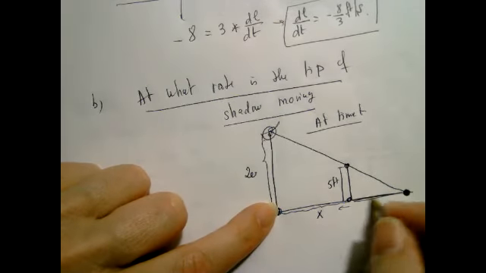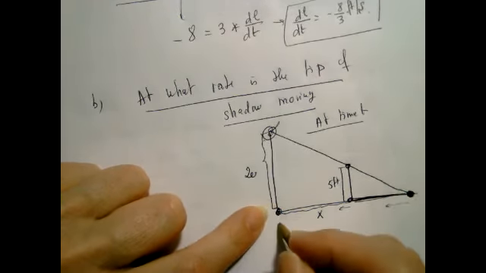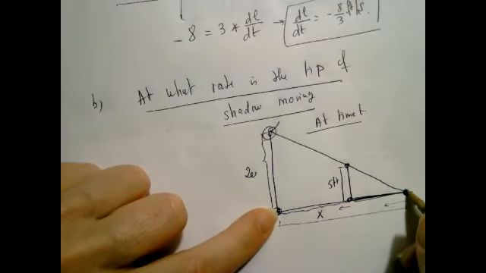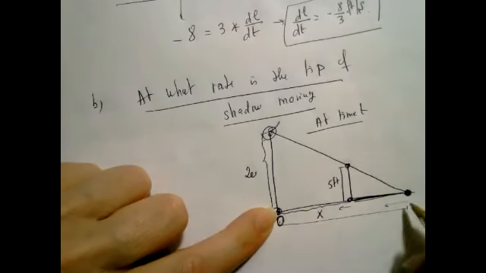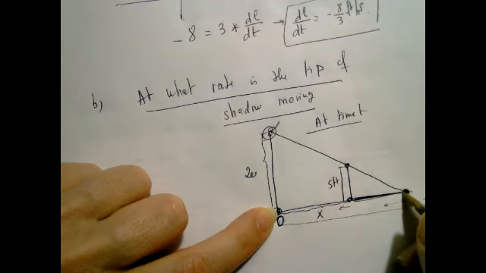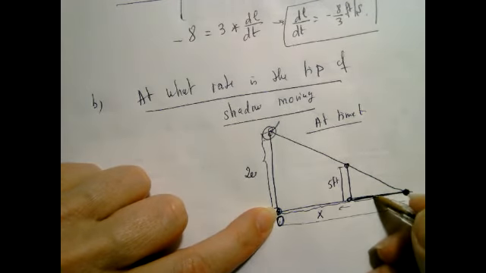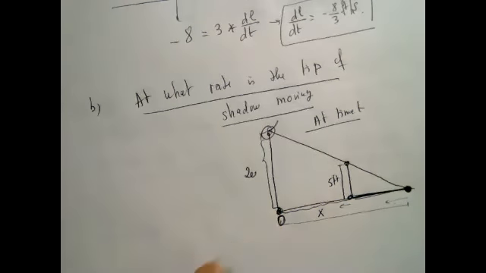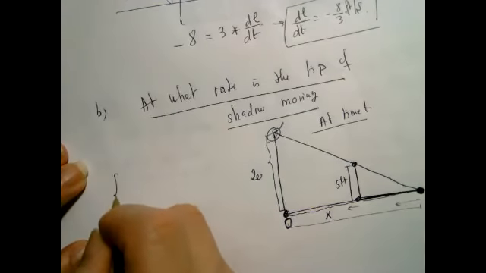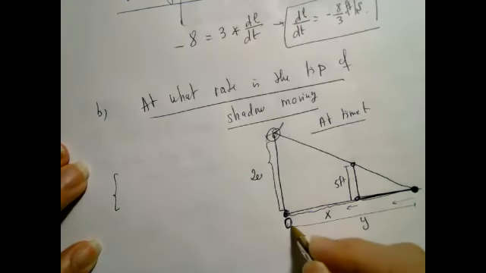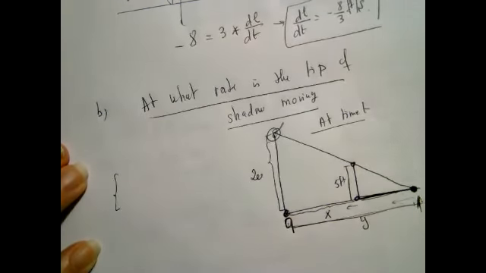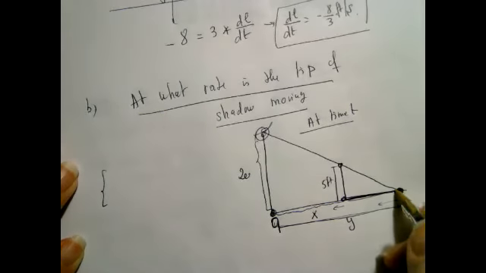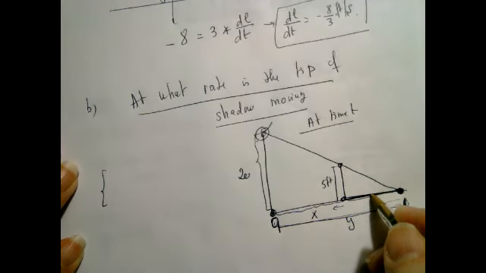So it's not the shadow, it's not this piece they want. They want how fast this distance from 0 to this point is moving. That's the tip of the shadow. Imagine this is an object, this object is moving, and they want to know how fast this object is moving. So in other words, I'm going to call this y. From here to here, y. And they want to know how fast y is moving.